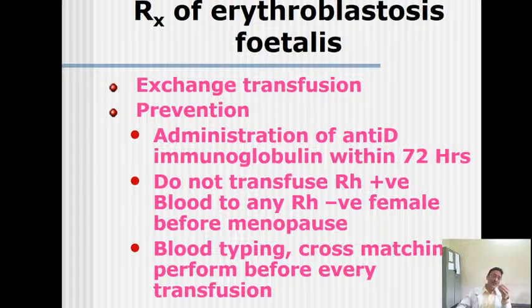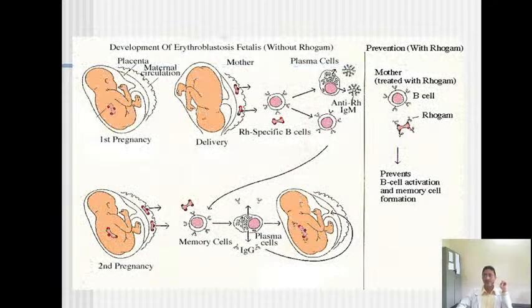Normally this is done within 72 hours after the delivery, but of late you can give it at 28 to 29 weeks of pregnancy also, if you know that the mother is Rh negative. So this also gives a chance that the antibodies may cross and bind to the fetal RBCs, thus preventing any movement across the placenta also.